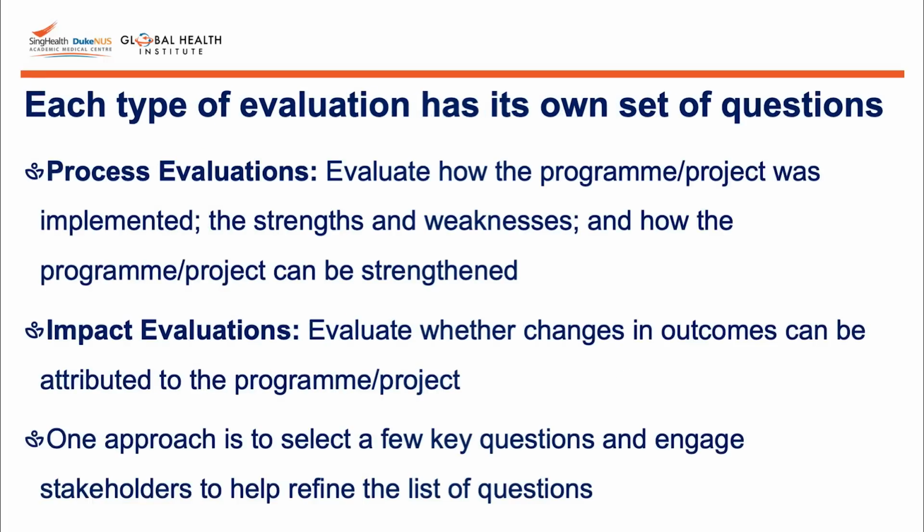Different evaluation types, such as process or impact, have their own sets of key questions. For process evaluation, this focuses on how the program was implemented. Questions address fidelity, reach, barriers, facilitators, etc. For outcome evaluation, this focuses on changes in the program's intended outcomes. The questions address whether the program achieved its intended results. For impact evaluation, questions should address whether changes in the outcomes can be attributed to the program or project.